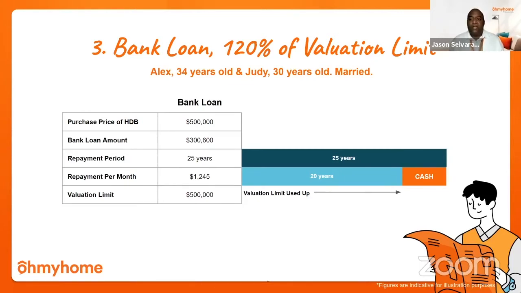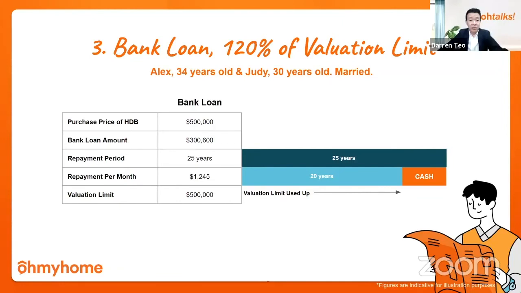The valuation limit for the usage of their CPF is $500,000. Now, even though the price of the HDB and the valuation limit are both $500,000, the repayment per month comprises principal and interest, and therefore the amount of CPF that can be used to pay for the property is estimated to be used up in 20 years' time. Thereafter, Alex and Judy will have to use cash to service their loan installments for the remainder of their loan tenure. Even though they may have excess CPF in their accounts, they will not be allowed to use it.